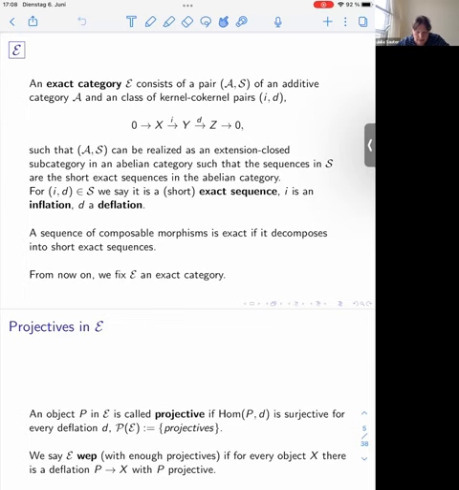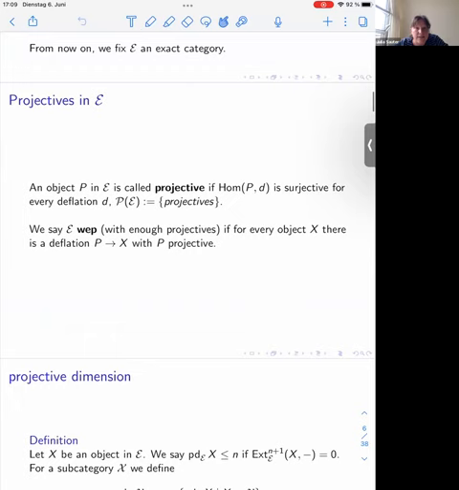I need the notion of exact sequence. And so, a morphism is admissible or strict if it can be composed as first a deflation and then an inflation. And a sequence of composable morphisms is exact if every morphism is admissible and it decomposes into short exact sequences at every middle object. So we fix an exact category, and then the other notion we have is projectives.